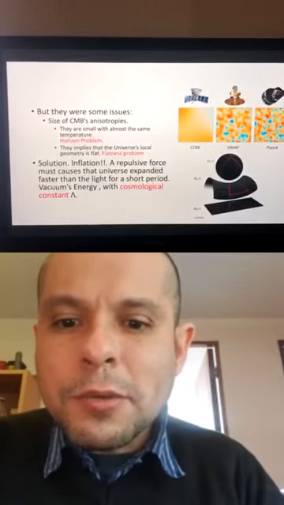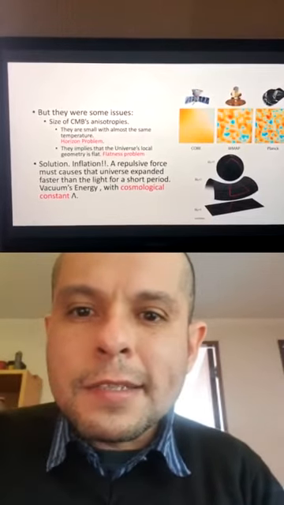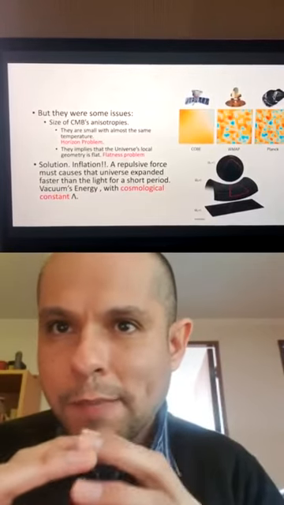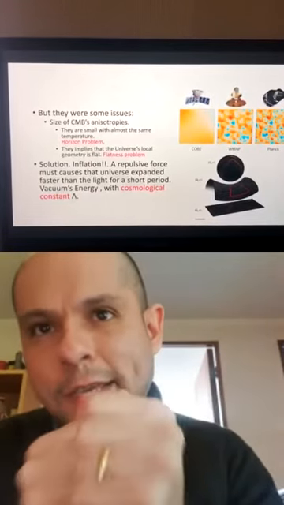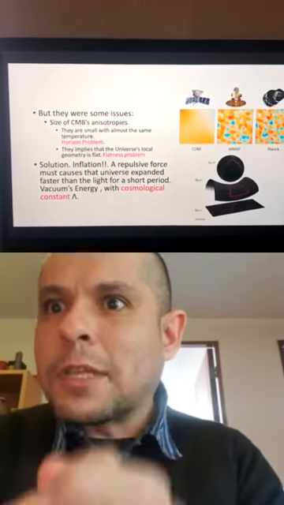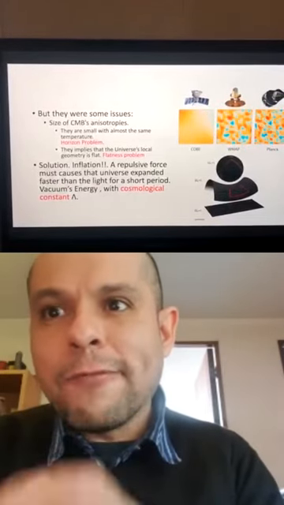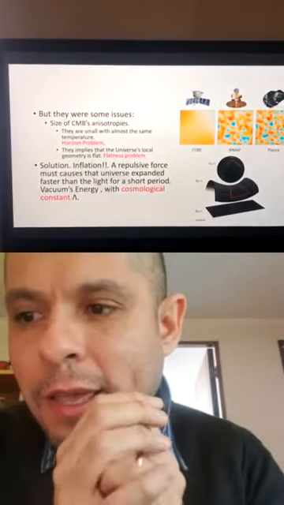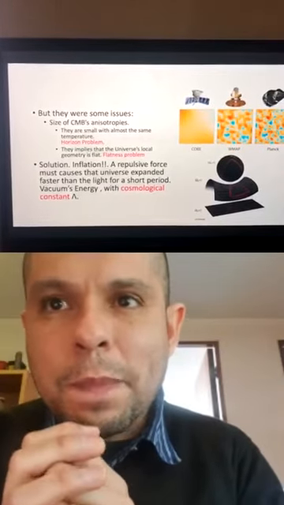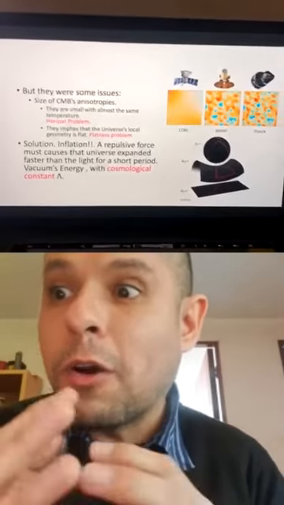What was the issue with that? The issue is that if everything has the same temperature, it must have been connected at the beginning of the universe. But if you allow that, it means that the universe at the beginning was expanding faster than the velocity of light, which is somehow forbidden. So how can that happen? That's called the horizon problem.